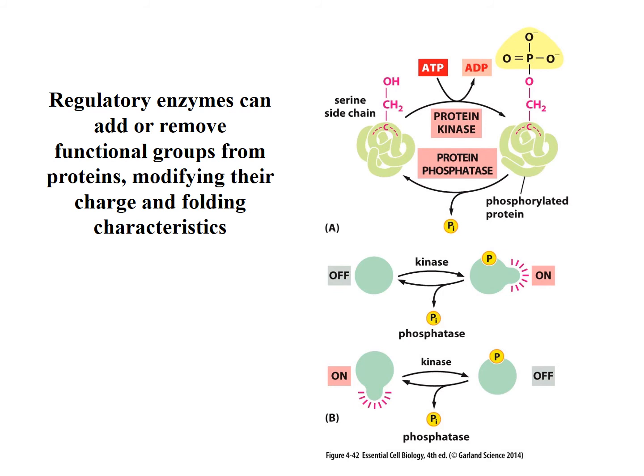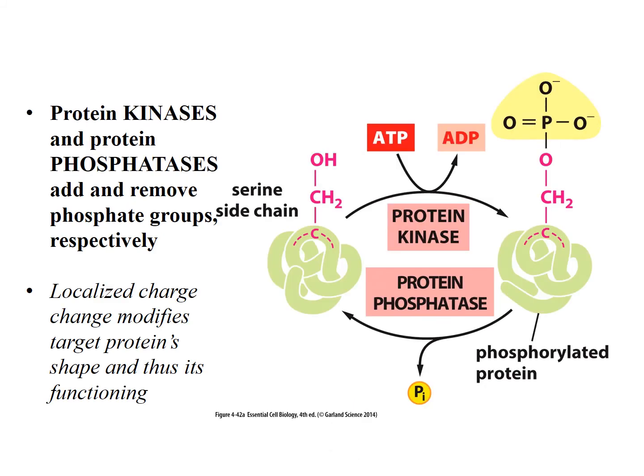Other regulatory enzymes may have the jobs of adding or removing functional groups from proteins. In so doing, they'll modify the charge characteristics as well as the folding characteristic of the enzyme to which they're bound. Protein kinases and protein phosphatases are two related kinds of regulatory enzymes.